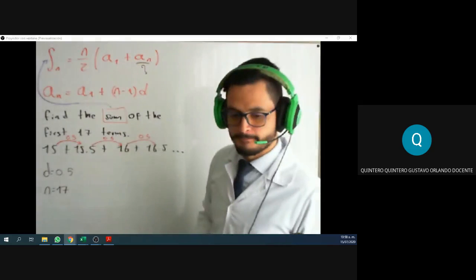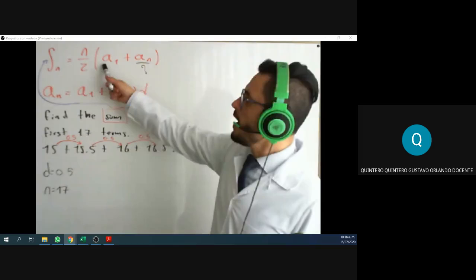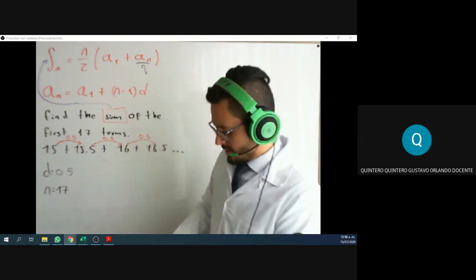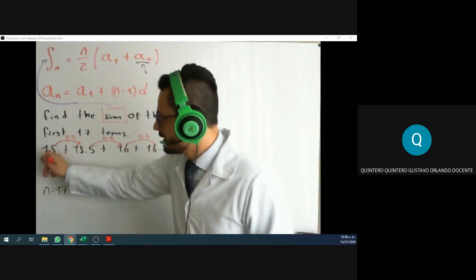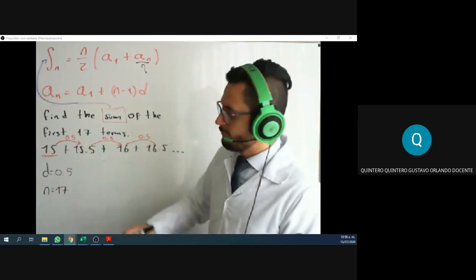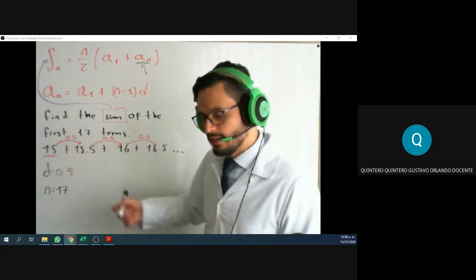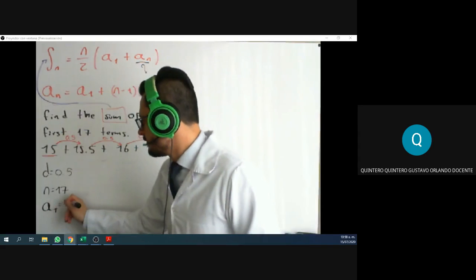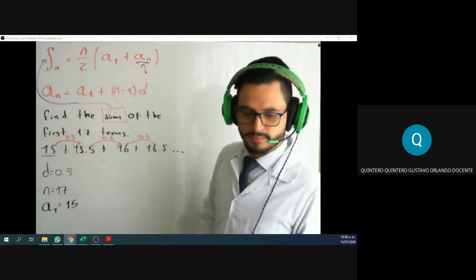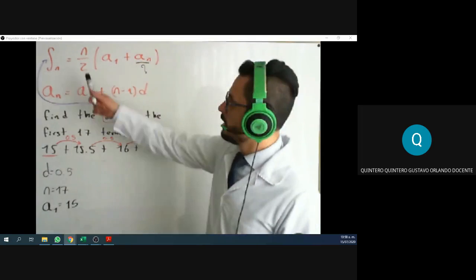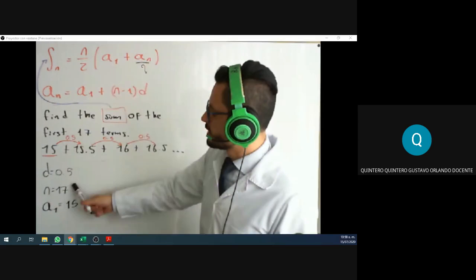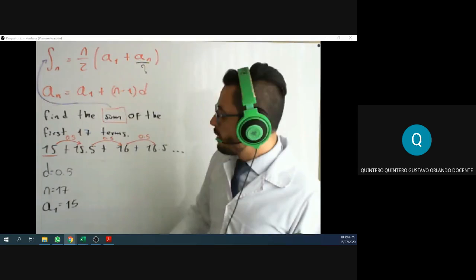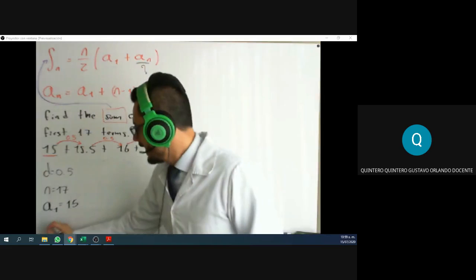That is n. We know A1. A1 is the first element on the sequence. This one right here, the one that appears first, 15. So let me just write it here. A1 is going to be 15. Okay, we have just 2 elements of the formula. We only have these 2. But we don't have this one. We don't have A17.